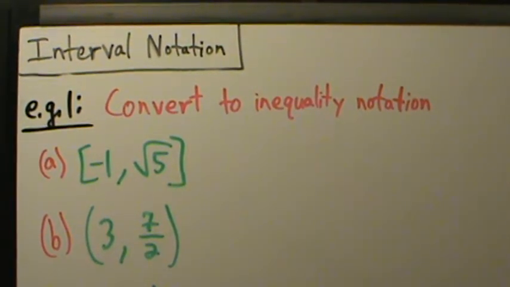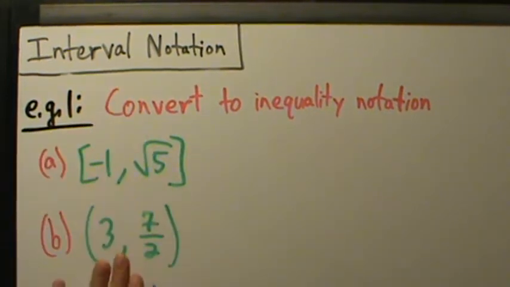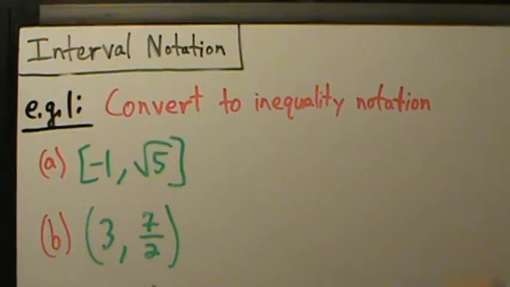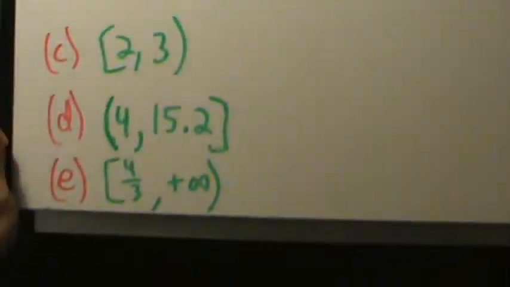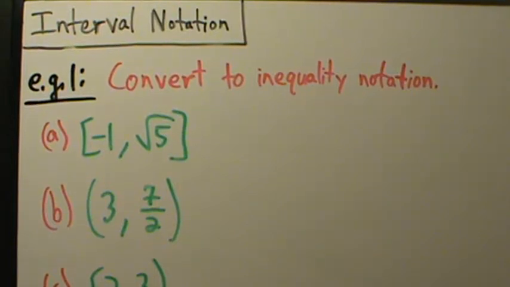So here's example 1 with interval notation. This is an example of converting from interval notation to inequality notation. So we want to do that here. We do have 5 parts here, A, B, C, D, and E. We just want to convert the interval notation to inequality. So we'll just look at them one at a time.